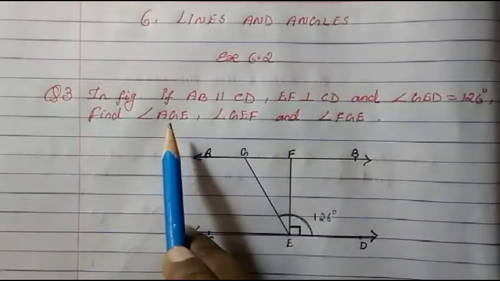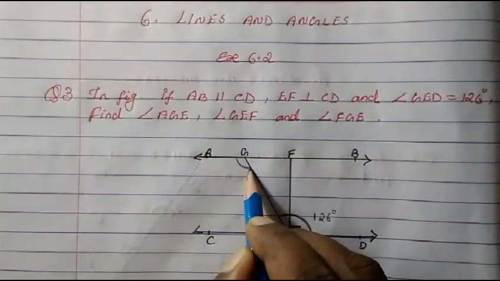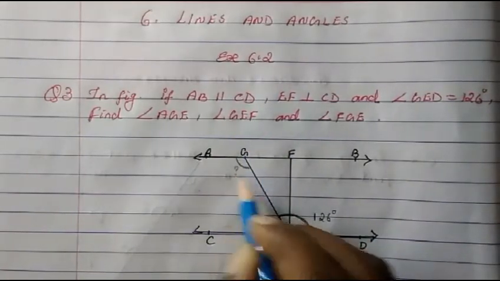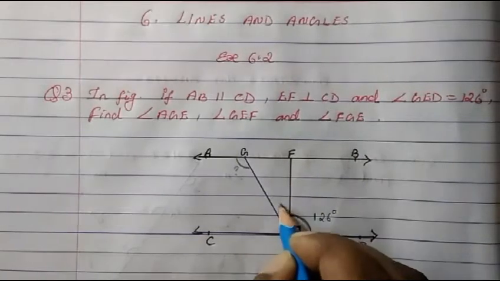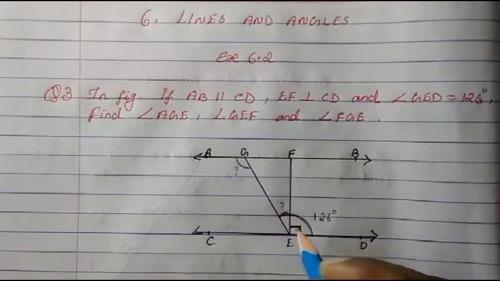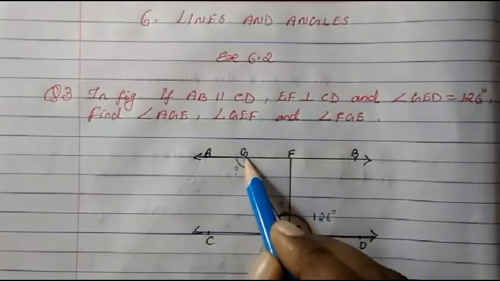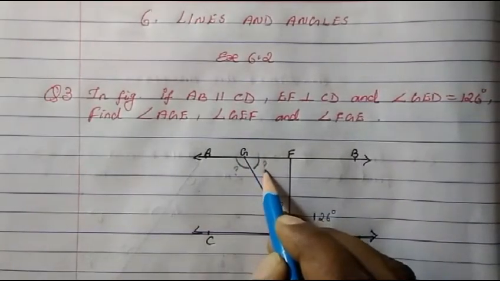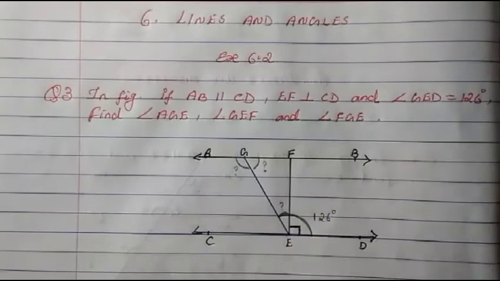Find angle AGE. This we have to find out. Then GEF, that means this angle we have to find out. Then FGE, that means this angle we have to find out. Total, this angle and this angle we have to find out. It's very easy. Just have a look at it.